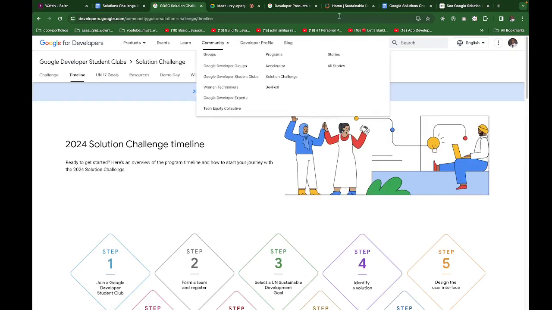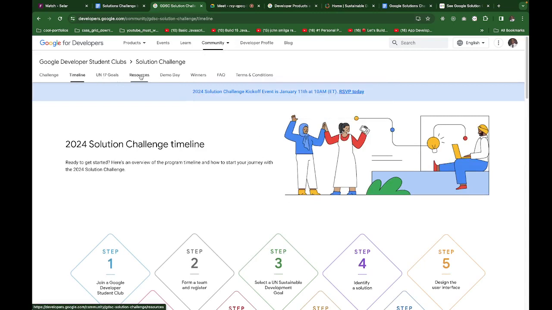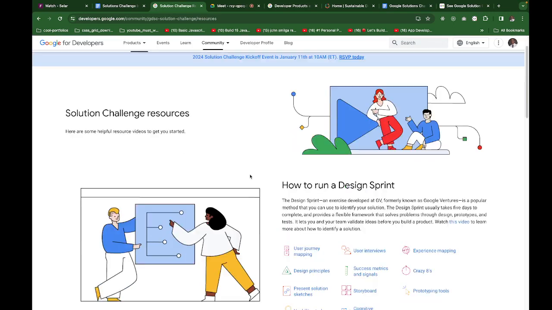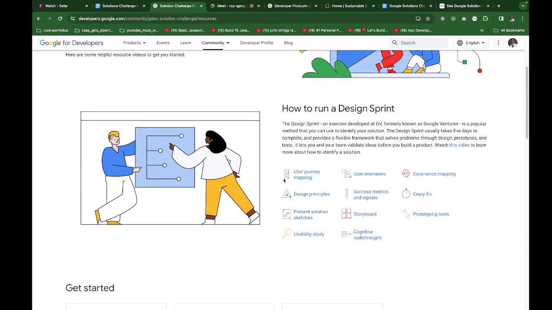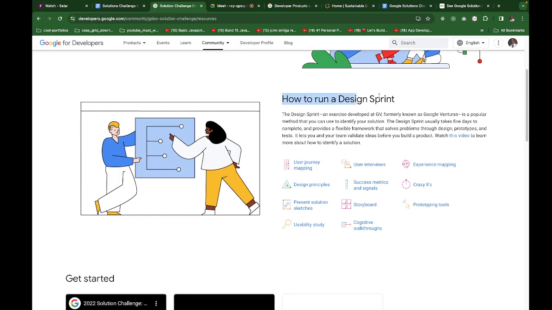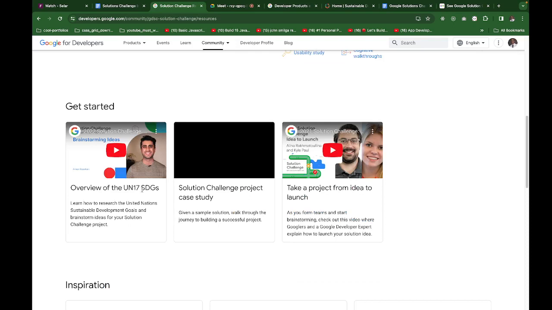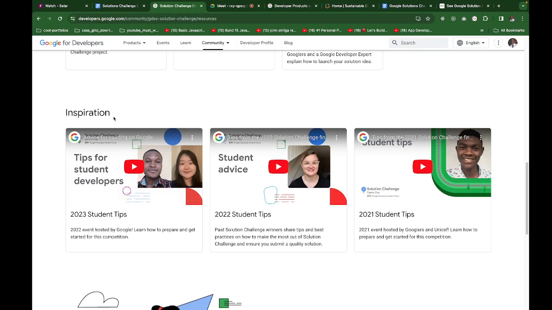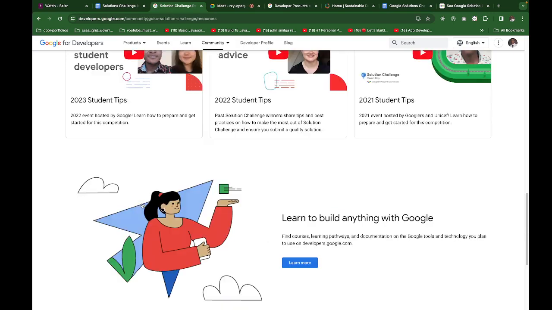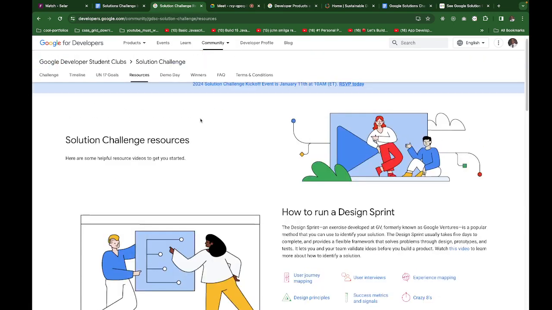All right, we already checked on the 17 SDGs. So, the resources that you might need to prepare for this: there are some resources already compiled by Google, such as how to run a design sprint, user journey mapping, user interviews, and experience mapping for your design sprints. There are also some get started guides that you can watch through, and some inspirations from previous students that participated, that you can go through as well, and that's that.